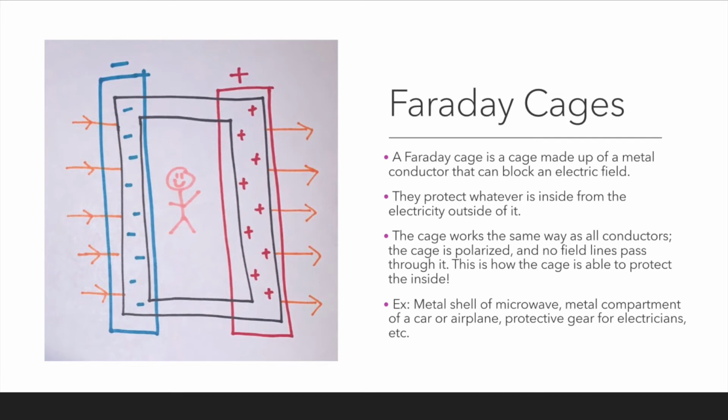Some examples of a Faraday cage are the metal shell inside of a microwave, which protects the outside from the microwaves within, the metal compartment of a car or airplane, which protects the passengers from getting struck by lightning in a storm, or the protective gear for electricians, which protects them from getting electrocuted on their job.